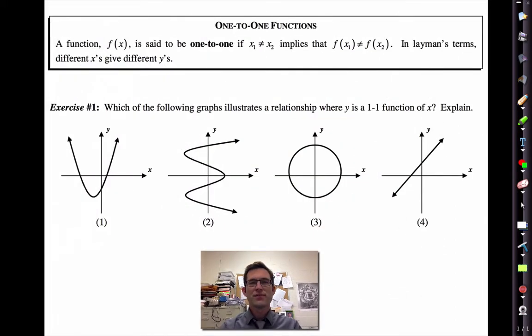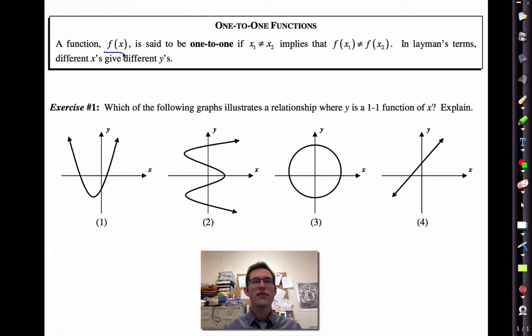Now functions are often categorized. Linear functions, even and odd functions, quadratic functions, trigonometric functions, right? We categorize them by shared characteristics. And one-to-one functions have a very, very important characteristic. Let's take a look at their technical definition.